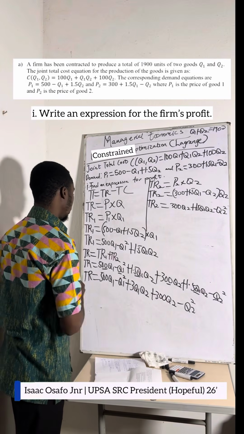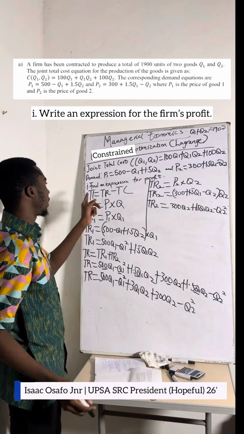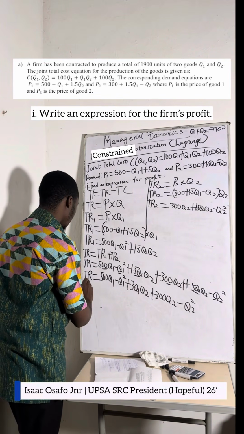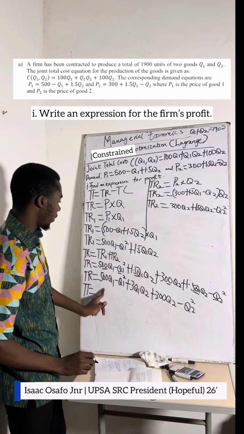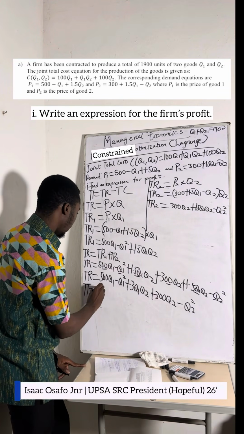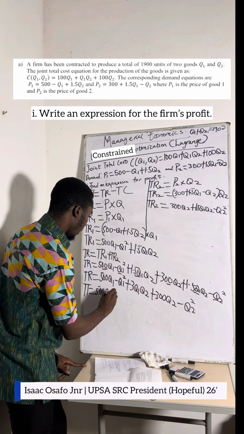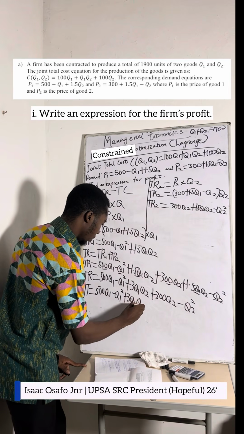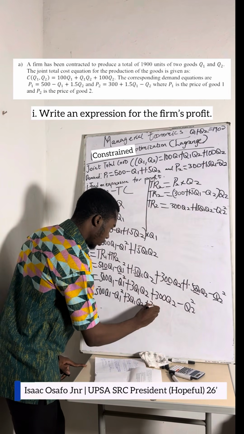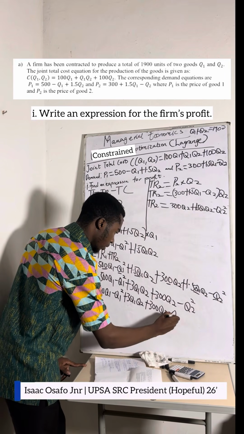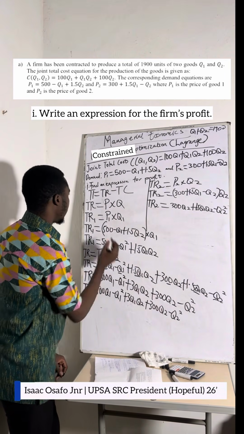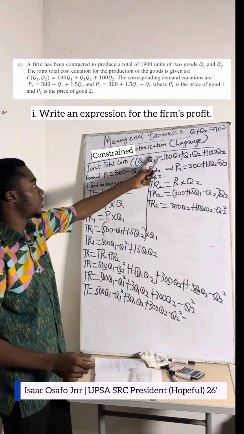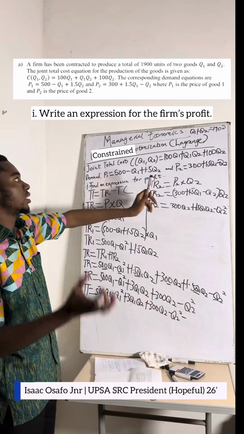So now that you found the joint total revenue function, we can now find our profit. We said the profit is total revenue minus total cost. So our profit will be equal to the total revenue, which is 500 Q1 minus Q1 squared plus 3 Q1 Q2 plus 300 Q2 minus Q2 squared. So this is the total revenue. Then minus the total cost. The joint one was already given to you in the question, so no need to solve for it, since they already added it for you.